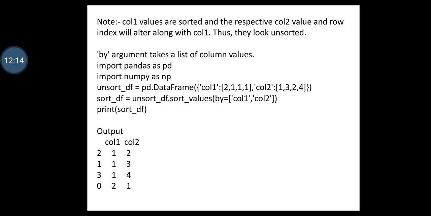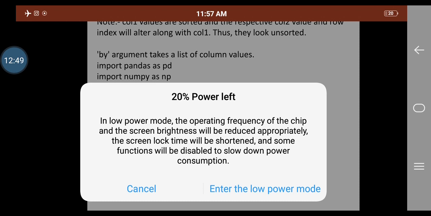By argument takes a list of column values. So I am defining another example. That's why I am calling both libraries, import pandas and import numpy, and I am writing a variable unsort_data_frame. So I am putting a pd.DataFrame, and then the values in a dictionary-like structure. I am defining the key as column 1 and the key as column 2, and the corresponding values are put in a list-like structure.